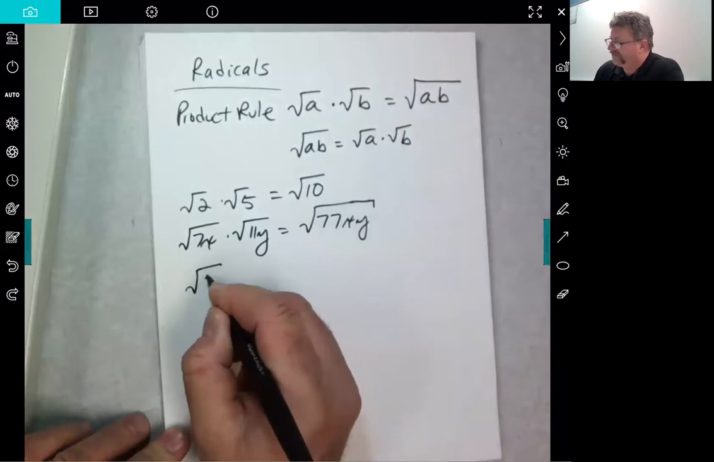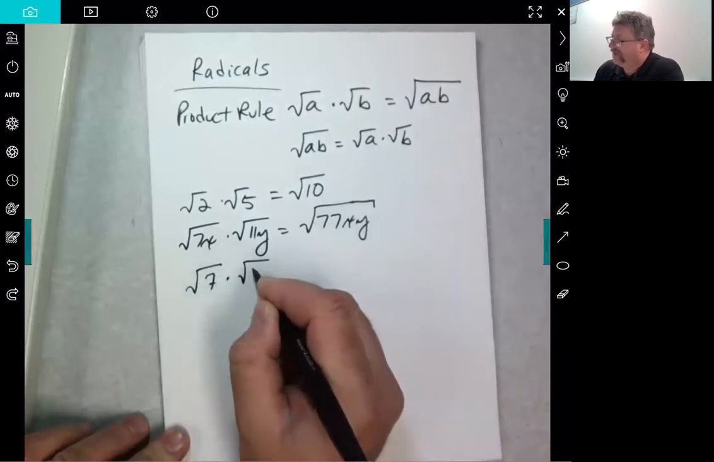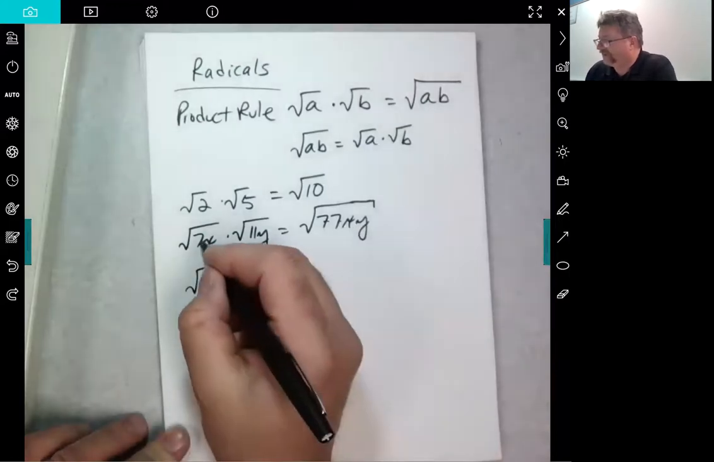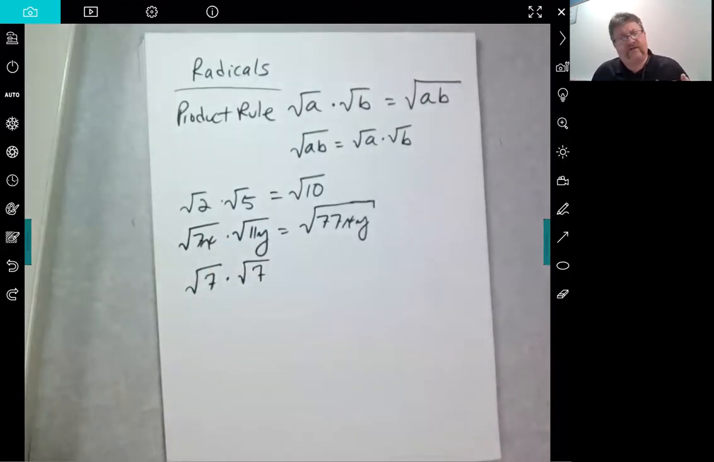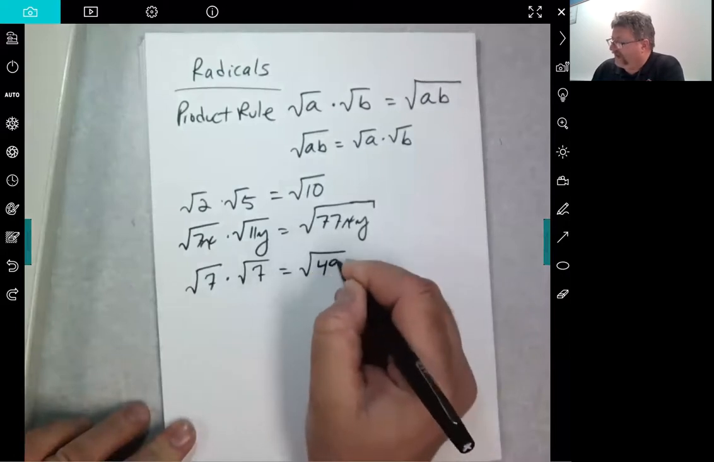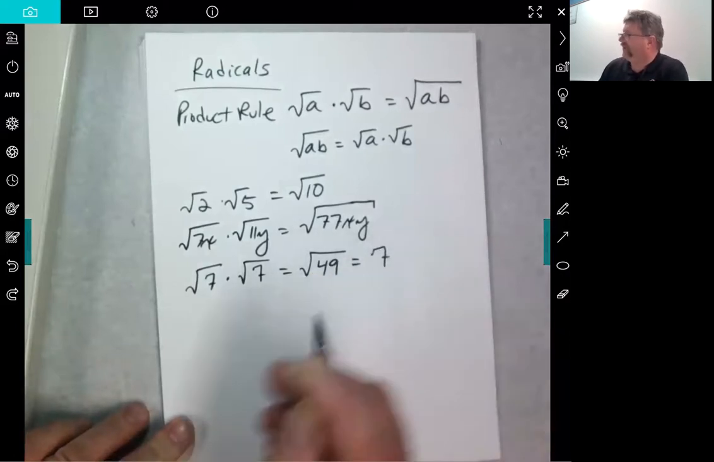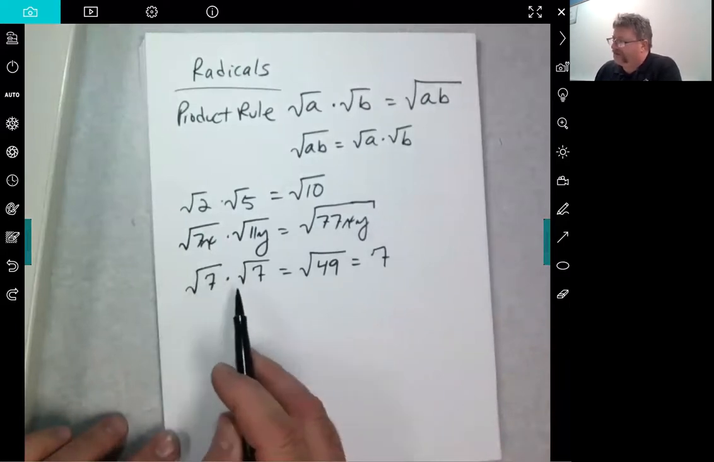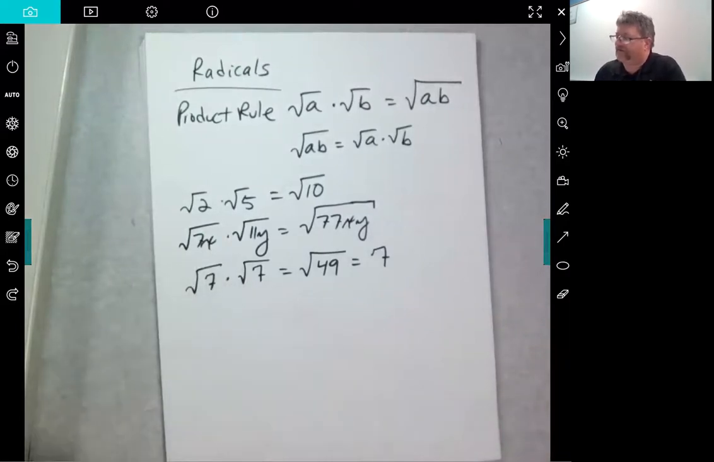Now, what if I have radical 7 times itself? What about some radical times itself? Well, same idea. It'll be radical 49, but of course, radical 49, we know it's just good old 7. So a radical 7 or a radical anything times itself is just going to eliminate the radical sign, and we'll just have a 7 there.